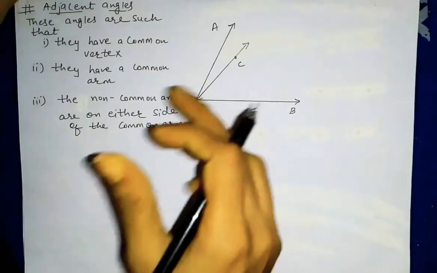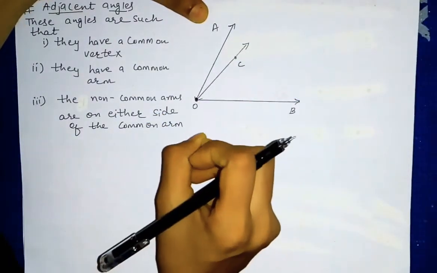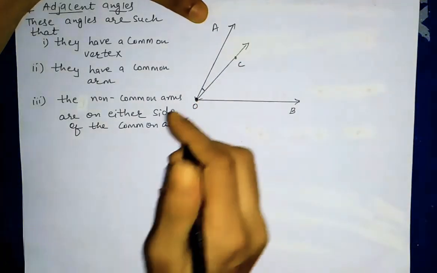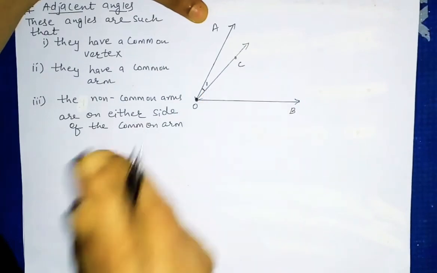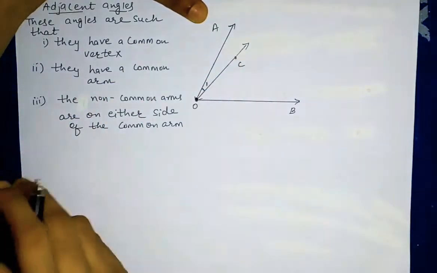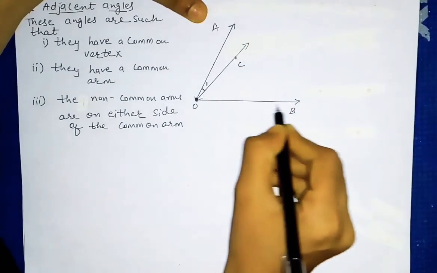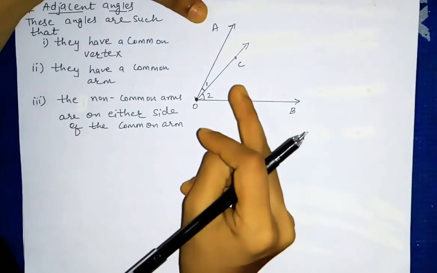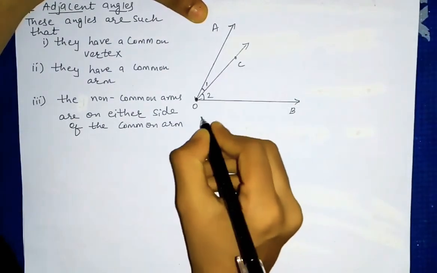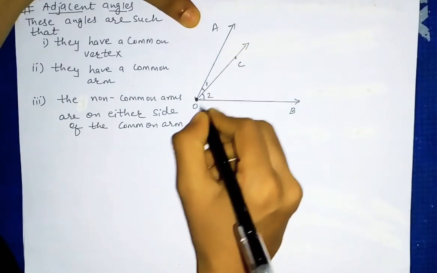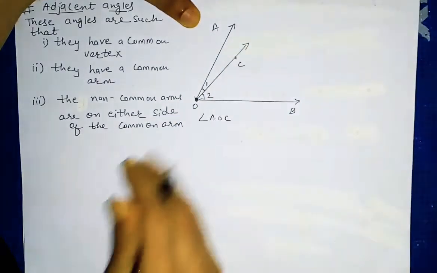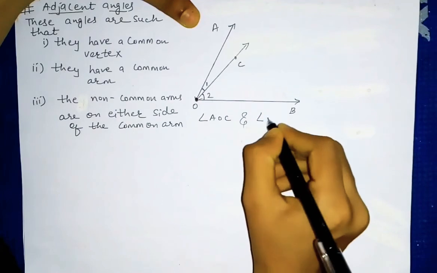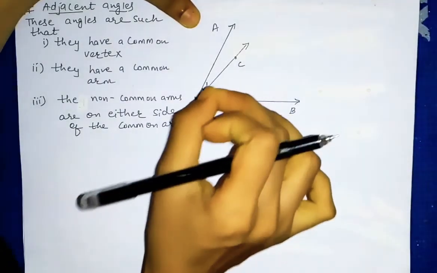Let us see this with the help of an example. This is one figure which I have taken. In this figure there are two angles. One is angle AOC, so this part. This is your angle 1. And another angle is COB, this part. This is your angle 2. So in this figure there are two angles, and both are connected. First we will write them: the first angle is angle AOC, and the other angle is angle COB.